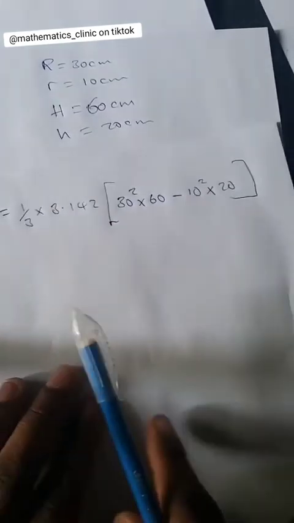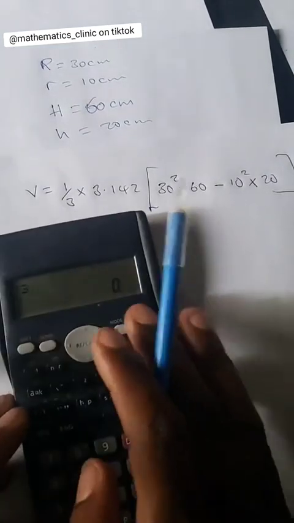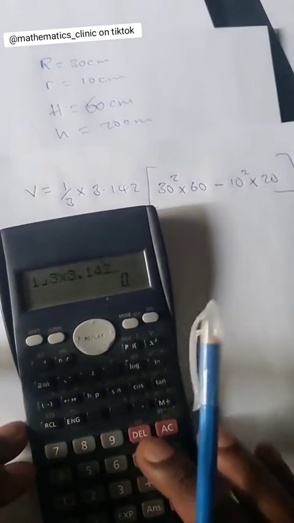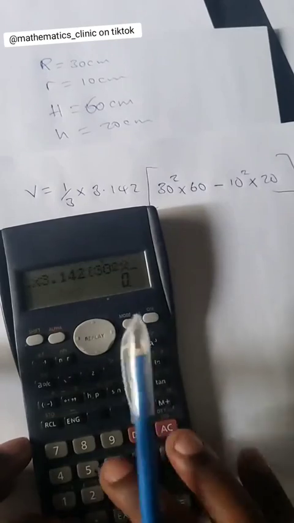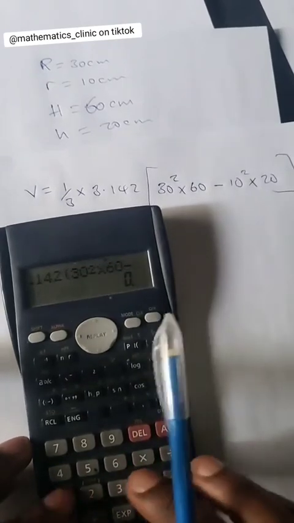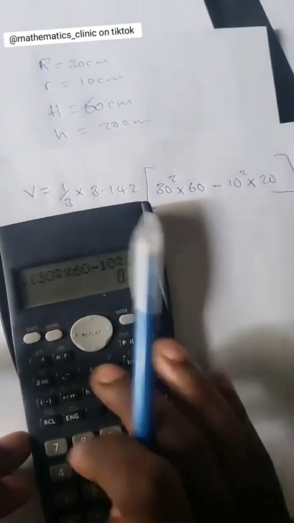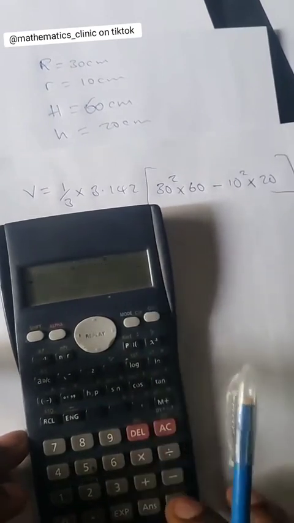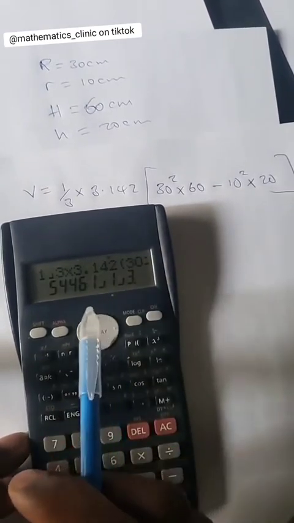Then we punch it on the calculator. We simply say 1/3 times 3.142, open bracket, 30 squared times 60 minus 10 squared times 20, close bracket, equals. We get the answer, but this is in fraction form.